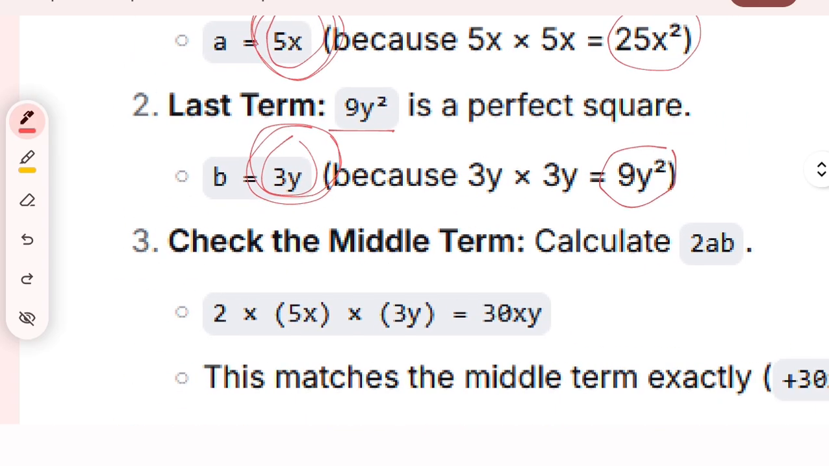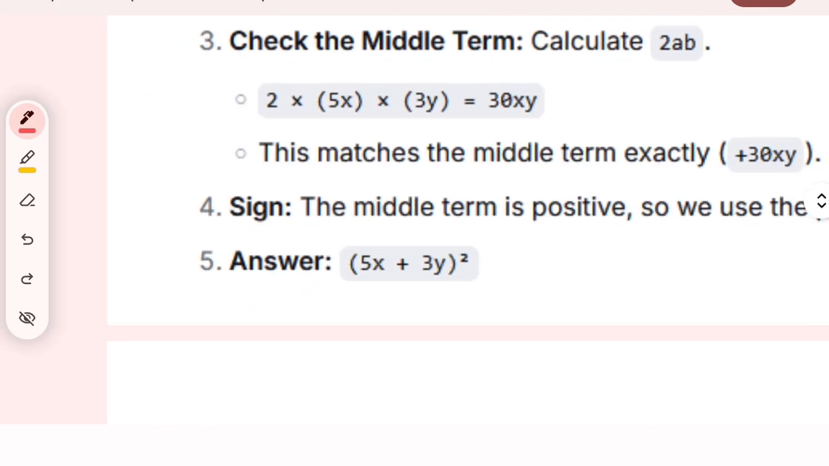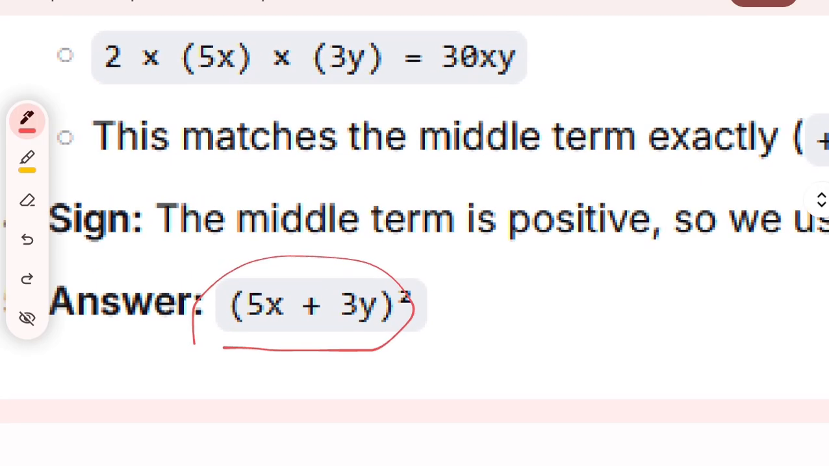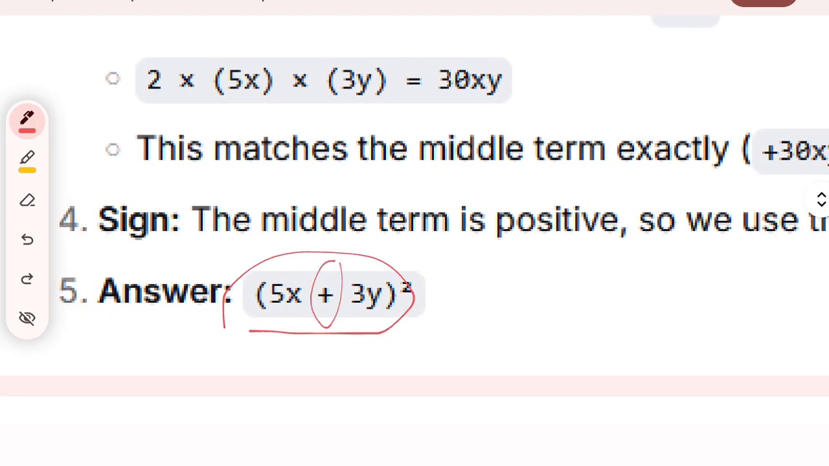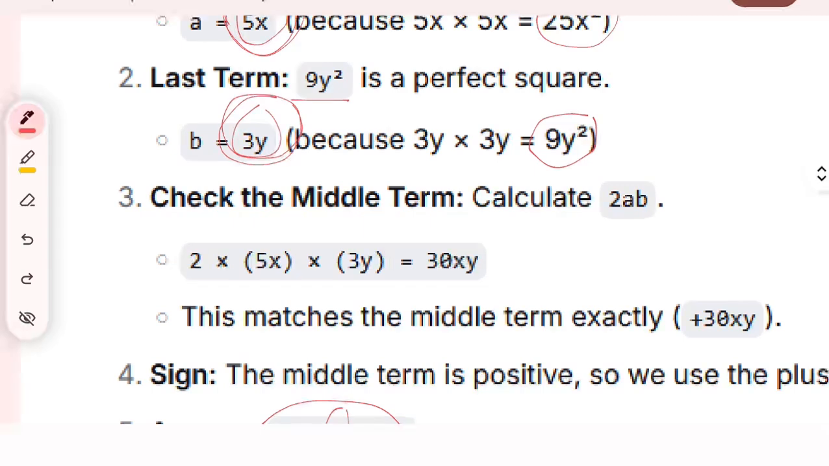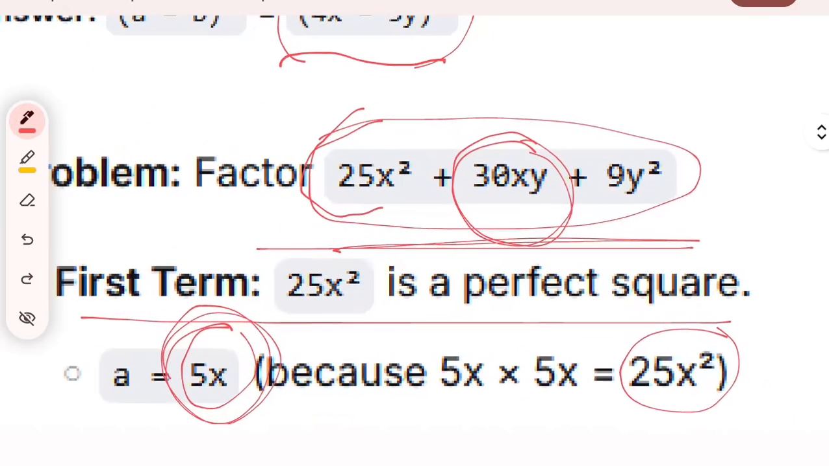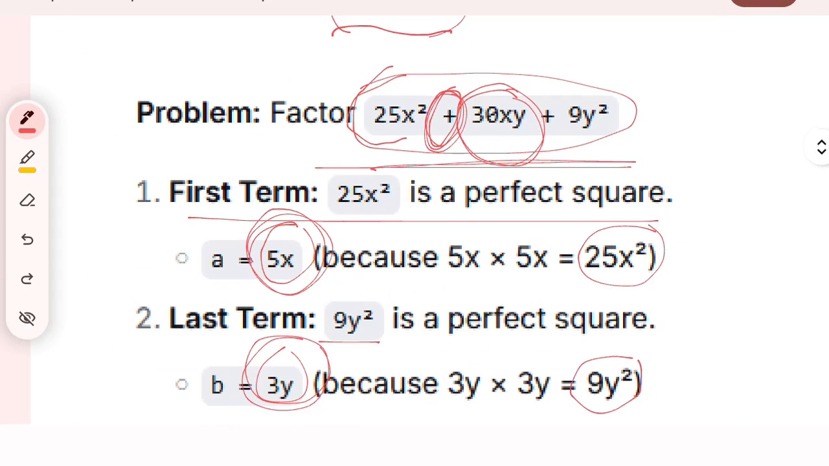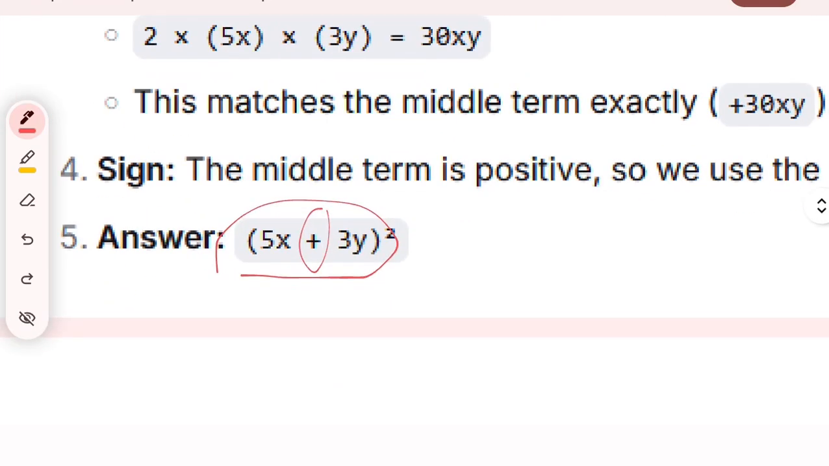And what are the factors of that trinomial? The factors would be 5x plus 3y, squared. Why is it that the positive sign is right over there? Let's look at it here. Go back to the trinomial, and if you see here, the middle term is positive. Since the middle term is positive, then the binomial factors would also be positive. So it would be 5x plus 3y, and then square it. Or 5x plus 3y times 5x plus 3y would be equal to the trinomial. So these are the factors of our perfect square trinomial.